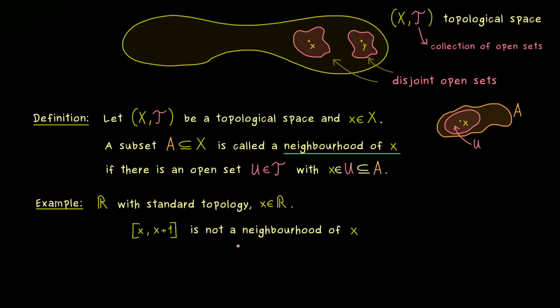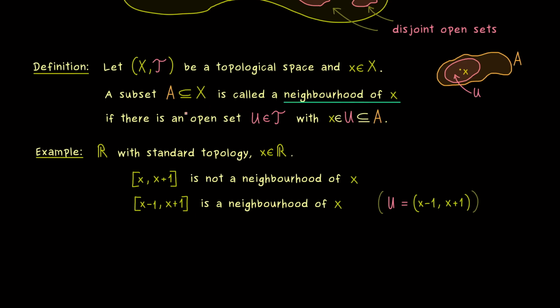It's simply not possible to find an open set that contains X and lies completely in this interval. On the other hand, if we take the interval from X minus 1 to X plus 1, then this one is a neighborhood of X because we can immediately state an open set U. For example, we can just take the open interval from X minus 1 to X plus 1. In fact, this is already small enough because it lies completely in our closed interval here. And this might be already good enough for examples because I think the notion is quite clear.